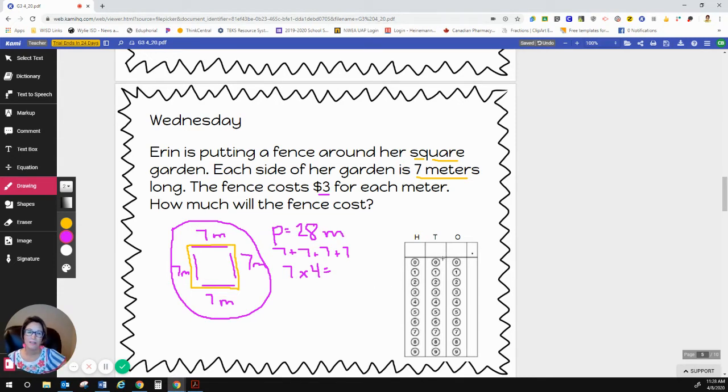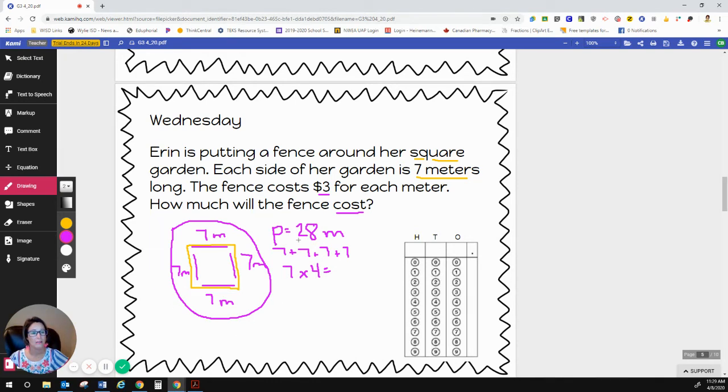We could fill that in, but go back and ask yourself, did we answer the question? The question asks, how much will the fence cost? I didn't do any cost yet, so let's go back and look. I know that I'm going to use 28 meters of fencing. I know that for every 1 meter, it's going to cost me $3, and I need 28 of them. What could I do to figure out how much it will cost? Do I have a total, or am I looking for a total? What do you think? I need to find a total, right?